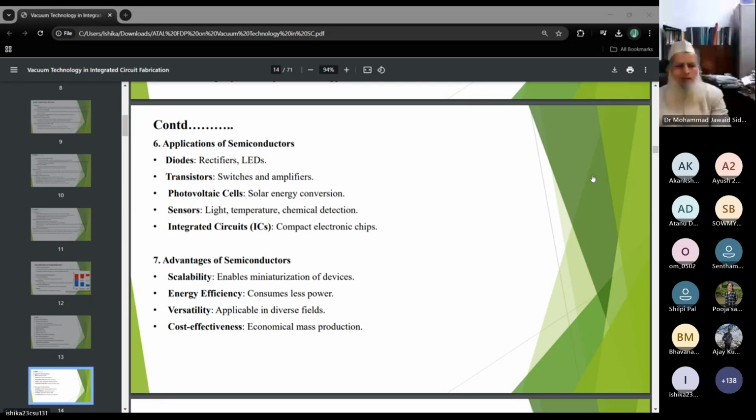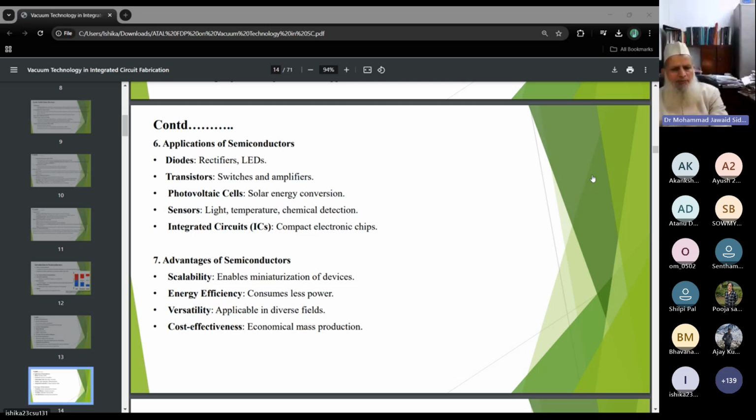As I have told you, these semiconductor materials, especially silicon, are very popular in rectifiers, amplifiers and other integrated circuits. An advantage of semiconductors is that stability enables miniaturization of the device. As I told you, the electronics industry follows Moore's law, which states that the size of the device becomes half every 18 months. So that is the miniaturization.